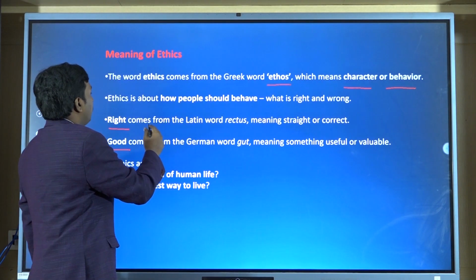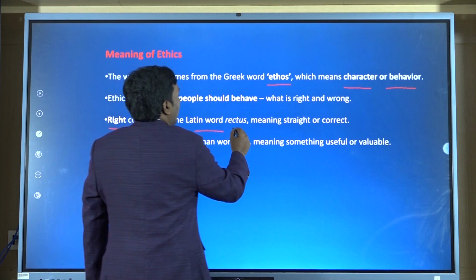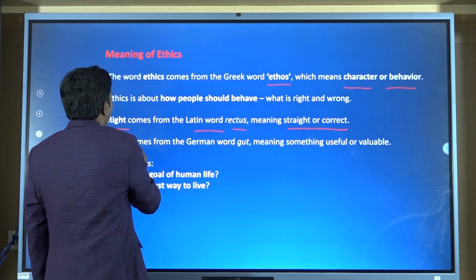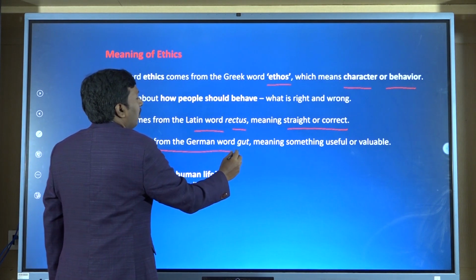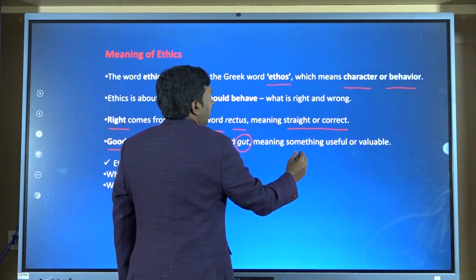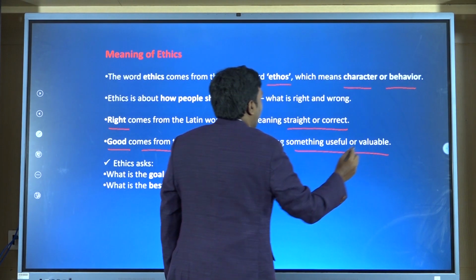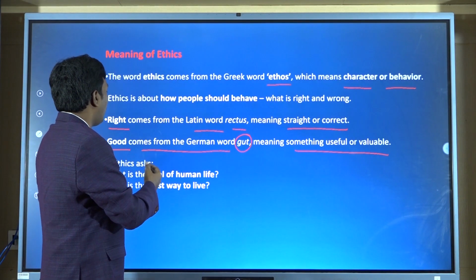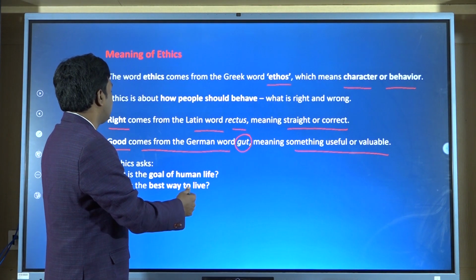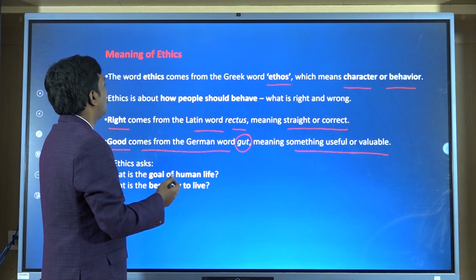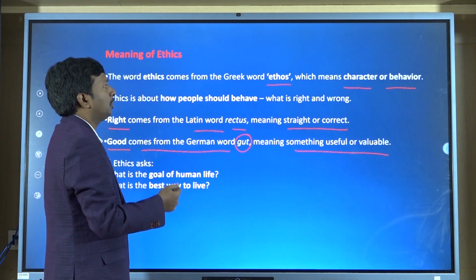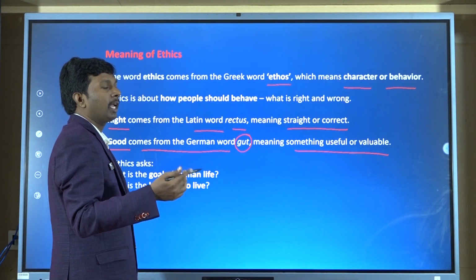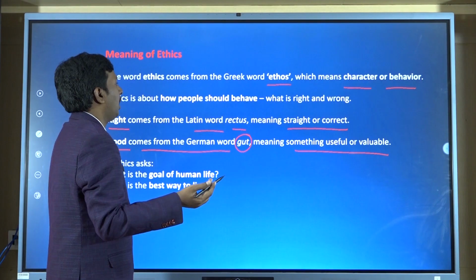Here, right comes from the Latin word rectus, meaning straight or correct, and good comes from the German word gut, meaning something useful or valuable. Ethics also tells about the goal of human life and the best way to live. So what is our human behavior when a situation comes? We have to think about what is right and what is wrong.